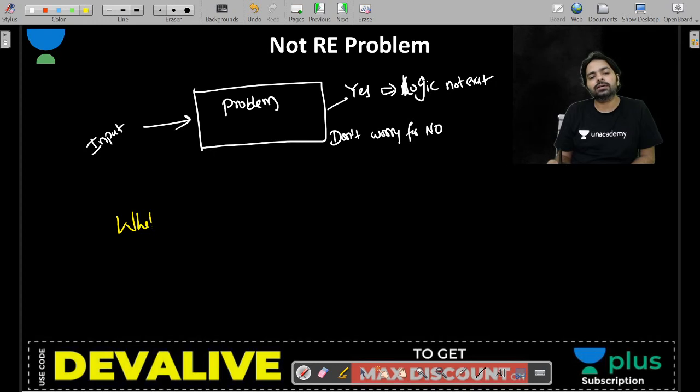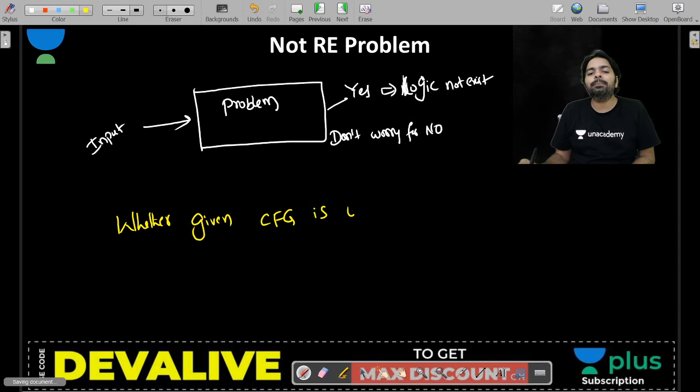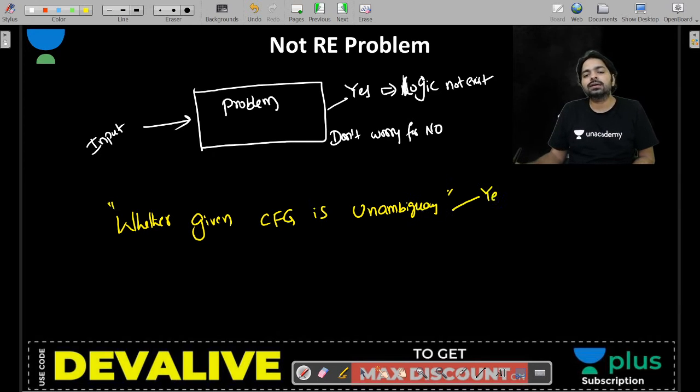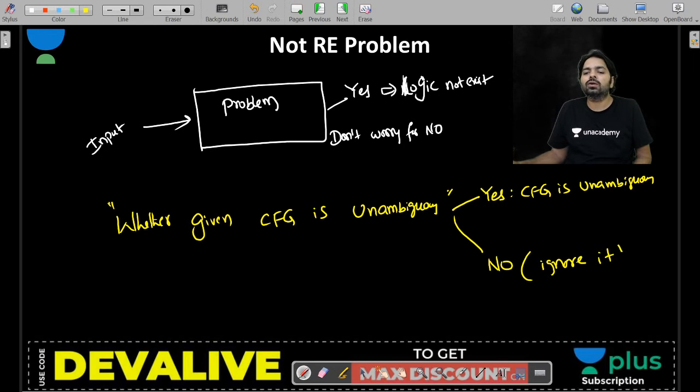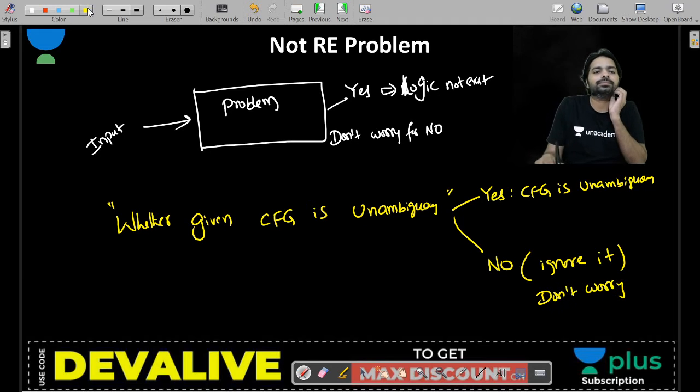Who will have yes with no logic? Whether a given CFG is unambiguous. Look at that, guys. Previously the question was ambiguous, and that yes was different. Now this time it is unambiguous. If I am saying yes, meaning the CFG is unambiguous, do you have a logic? No, it may or may not, we don't care here. Don't worry about no, just ignore it, because we are worried about the definition of not RE.